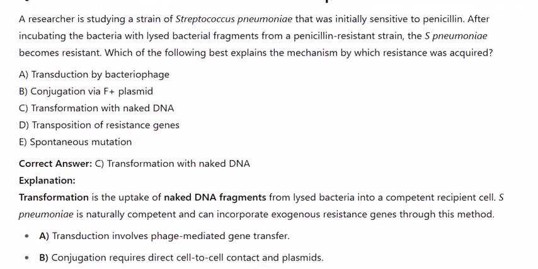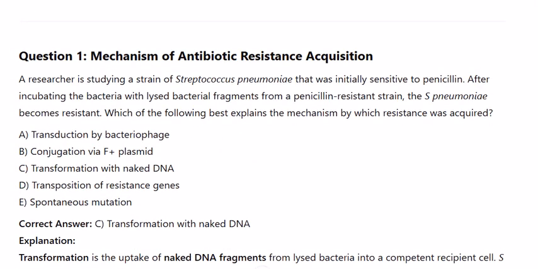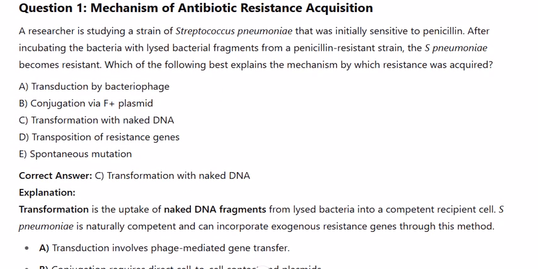Focused on the bacterial genetic mechanism of transformation, a form of horizontal gene transfer, particularly relevant in the context of antibiotic resistance. Each includes 5 answer choices and detailed rationale. Question 1. Mechanism of antibiotic resistance acquisition.